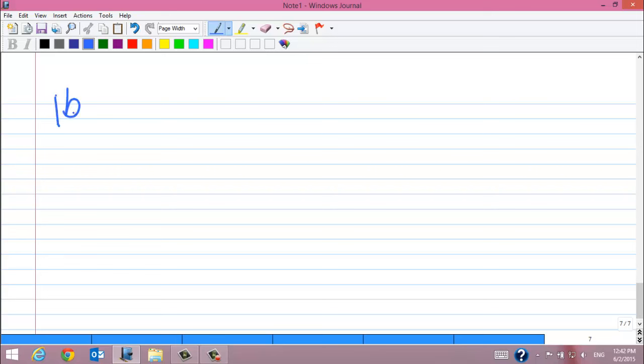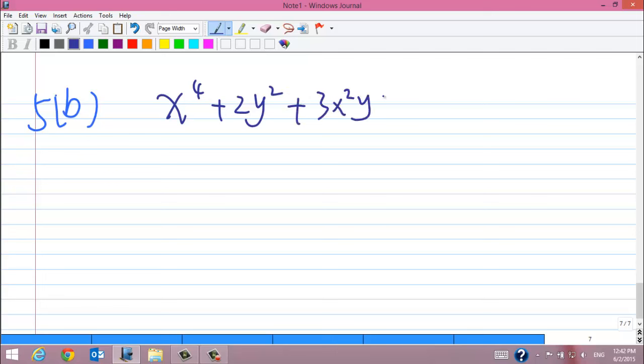Now, 5e, I can show you the method. If you can just factorize, you'll be looking like this. But not every time you can factorize like this. So it will be this one.